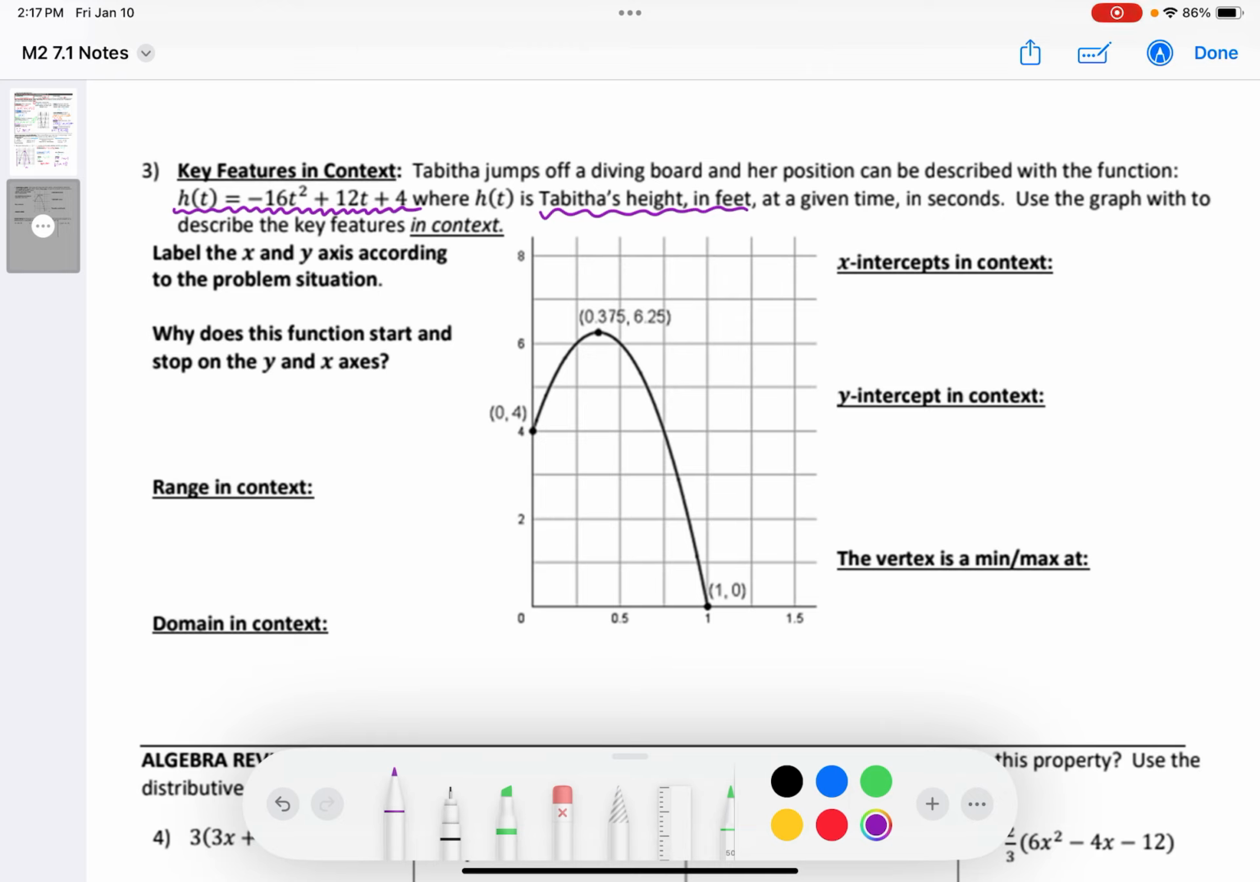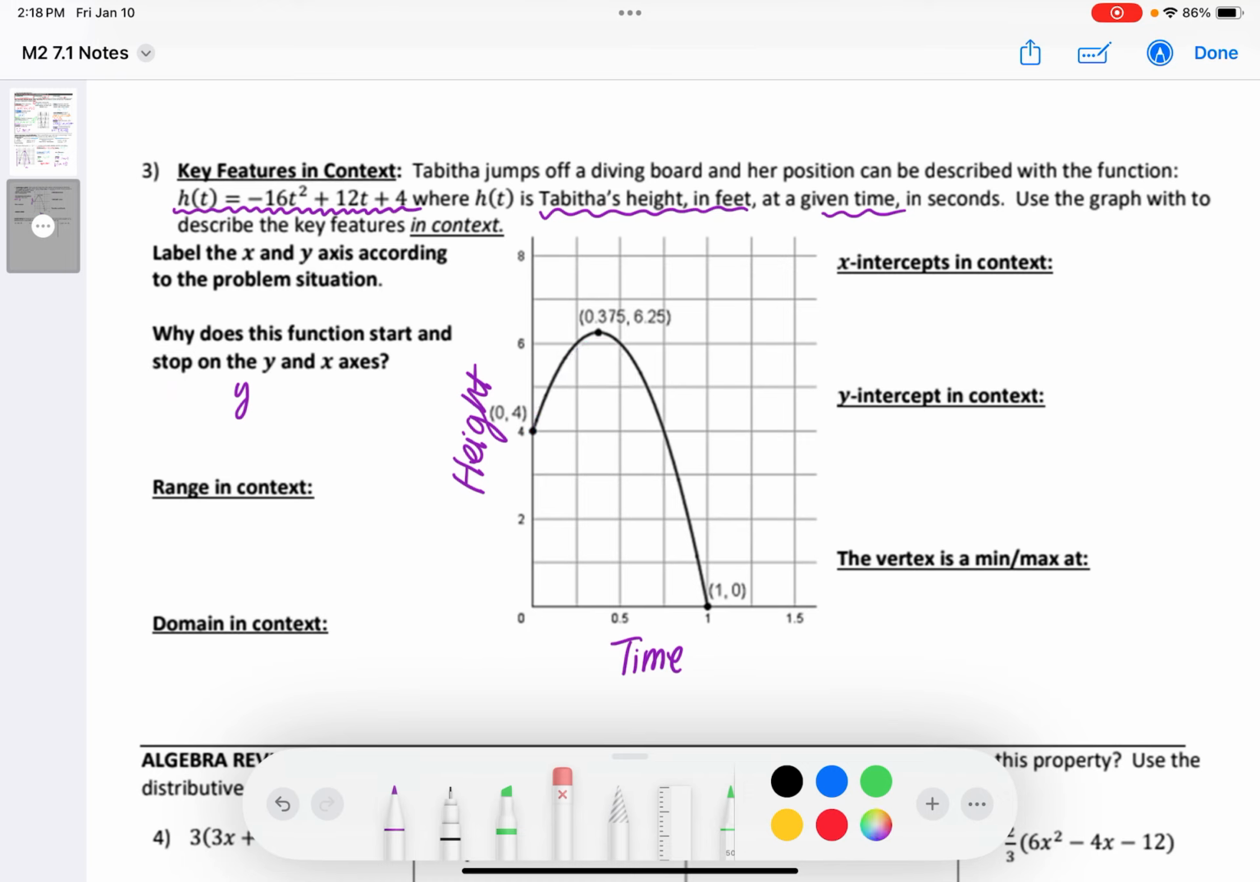So h of t can also represent my y values. So h of t is my height. The y-axis represents the height, how high does she go when she jumps off the diving board, and the x-axis is her time. How long does it take for her to jump off the diving board to hit the water?